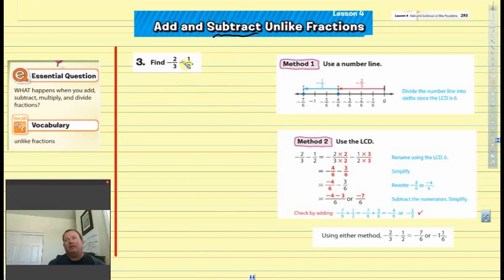I'll even write it out. Add the opposite. So let's write it all out. Negative 2/3 plus negative 1/2. Okay, yes, you can go through and you can set it up and get a common denominator of 6 and be able to get your answer.